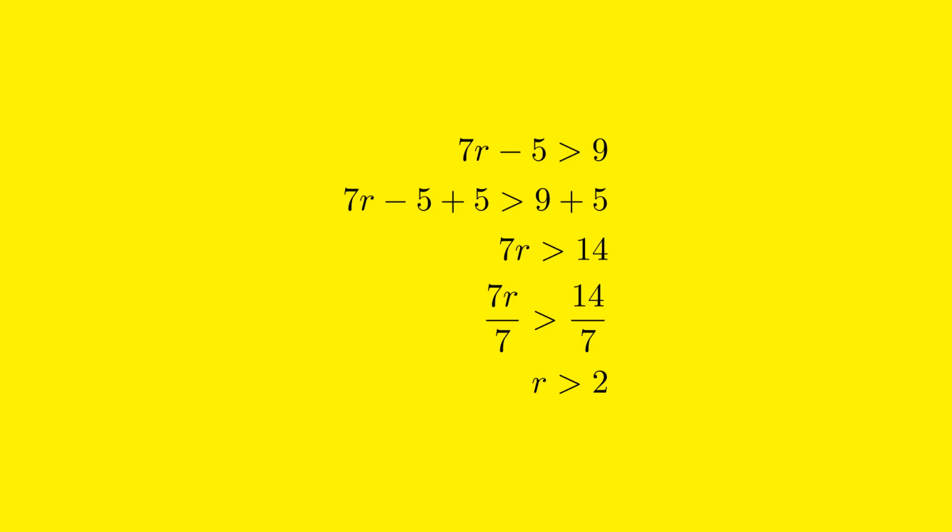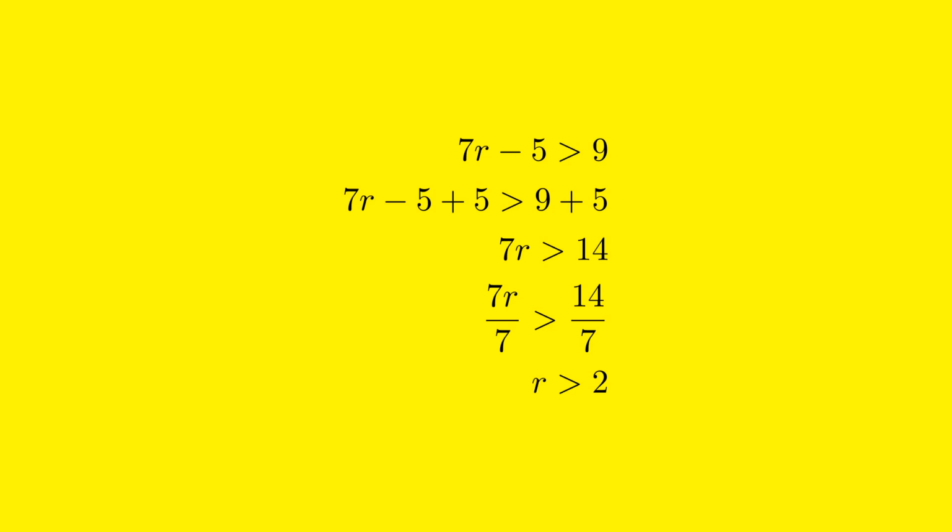When we add 5 to the left side, the minus 5 and plus 5 will cancel each other out, leaving just 7r on the left side. Adding 5 to the right side gives us 9 plus 5. As a result, the expression changes to 7r greater than 14.